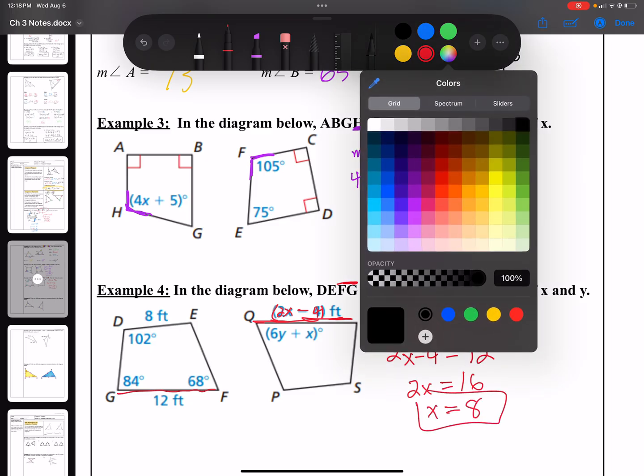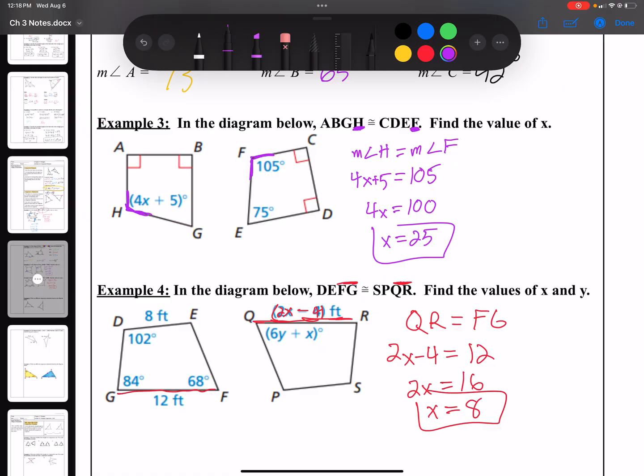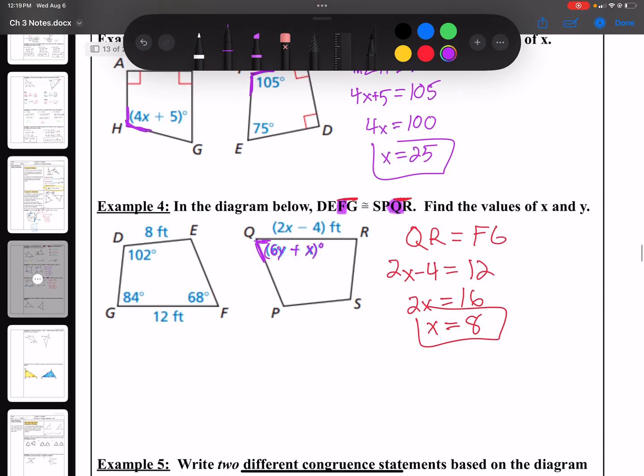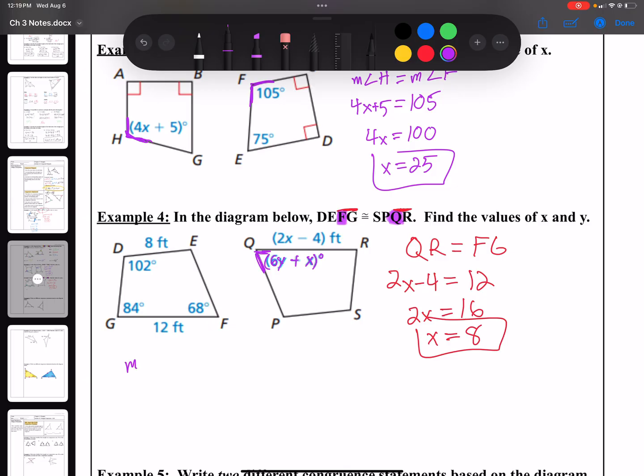Well, what about y? Y is right here. This is certainly an angle because it has a degree symbol that says 6y plus x degrees. It's tucked in the corner here. Let me clear this out for you. That is angle Q. Q is the third letter. What's the third letter here? F. So according to the congruence statement, I know that the measure of angle Q has to equal the measure of angle F because of how the order of the letters are. So the 6y plus x has to equal 68.